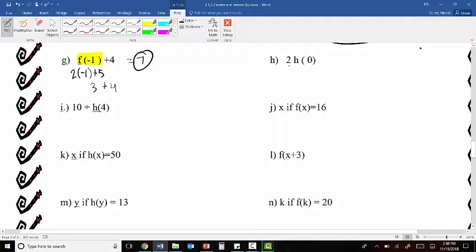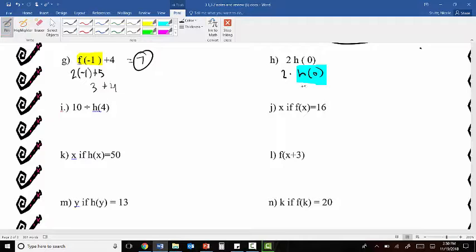Same deal with letter H. So they want us to do 2 times whatever h of 0 is. So you really have to remember that this is a set of directions. It's saying, hey, I want you to substitute 0 into the function and tell me what you get. So we have to do this first before we can multiply it by 2. So I'll just kind of keep the 2 there for right now.